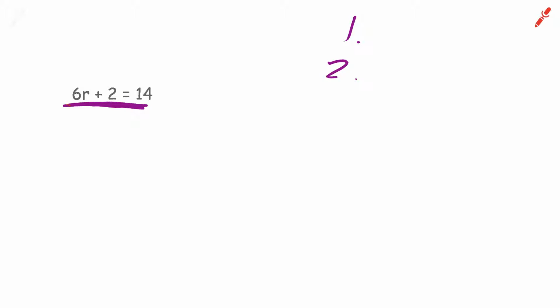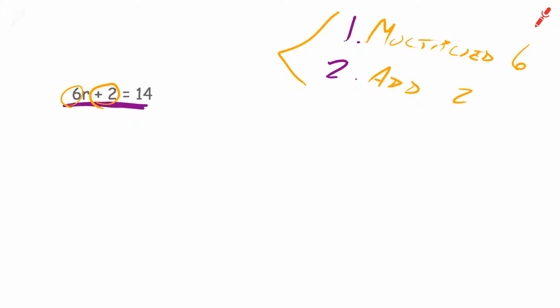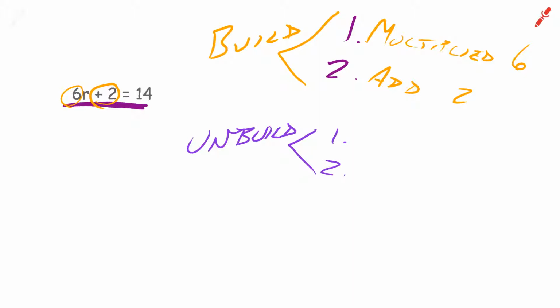The first thing that had to be done to the r is it had to be multiplied by 6. I know it was done first because it's the closest to the r. I know the 2 was done last because it's the farthest from the r. So if this is my building, now I need to unbuild it. And when I unbuild it, I work in the opposite order. So 1 here links to 2 here. What's the opposite of adding 2? Well, I'm going to subtract 2.